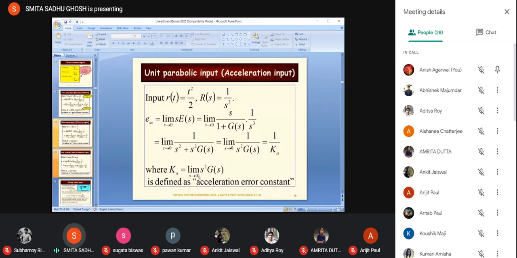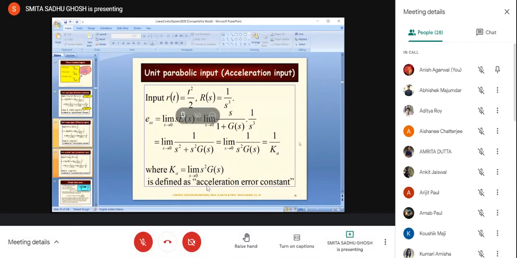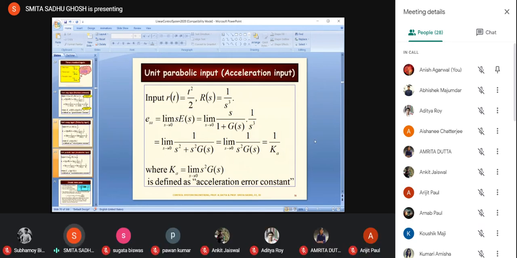And once Ka has been calculated, the steady state error can be calculated simply from 1 by Ka. So given a unit parabolic input, if you were to find the steady state error, you have to find out 1 by Ka. So for that, first the acceleration error constant has to be calculated based on this relation over here, and then 1 by Ka would give you the steady state error. So this is how the steady state errors are calculated and the error constants get their names.